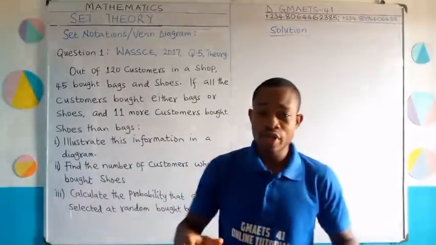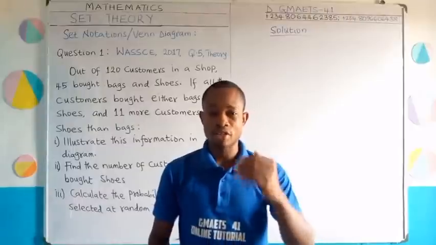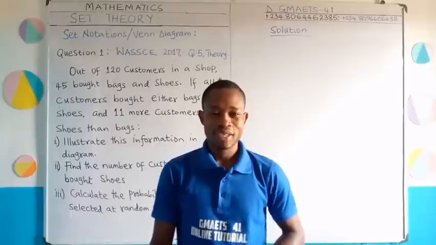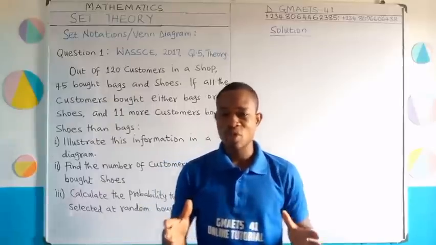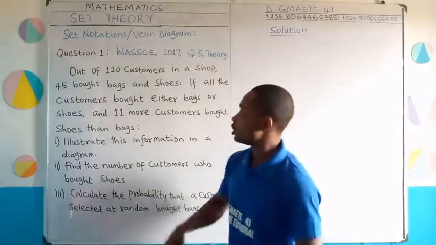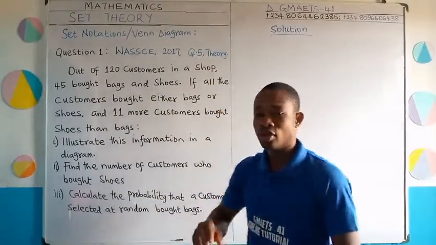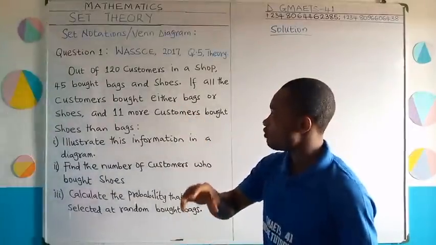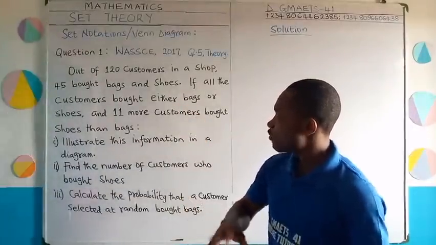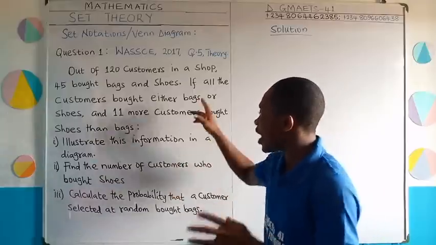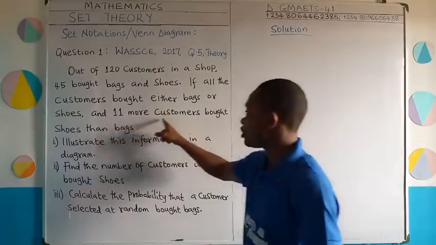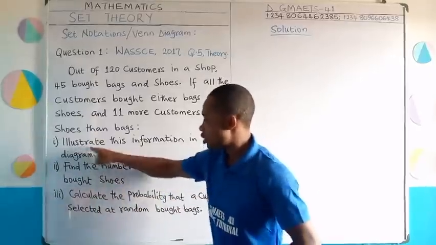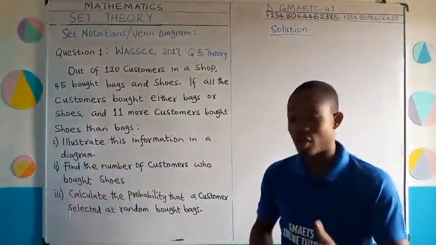In this video, we're going to learn how we can apply the knowledge of Venn diagram to solve problems on set theory. Here on the board, I've got this WAEC question, year 2017, question number 5, theory. And the question reads, out of 120 customers in the shop, 45 bought bags and shoes. If all the customers bought bags or shoes, and 11 more customers bought shoes than bags, illustrate this information in the diagram.